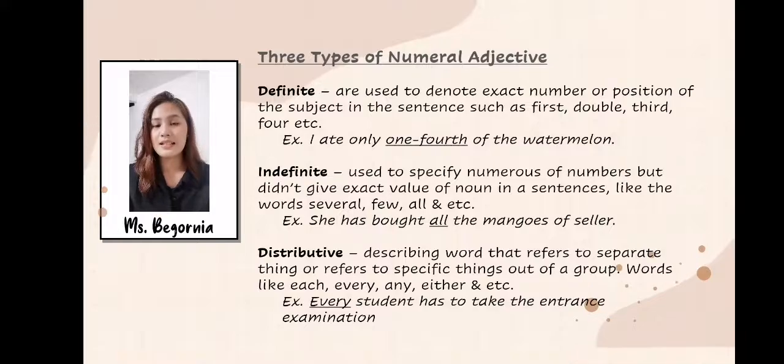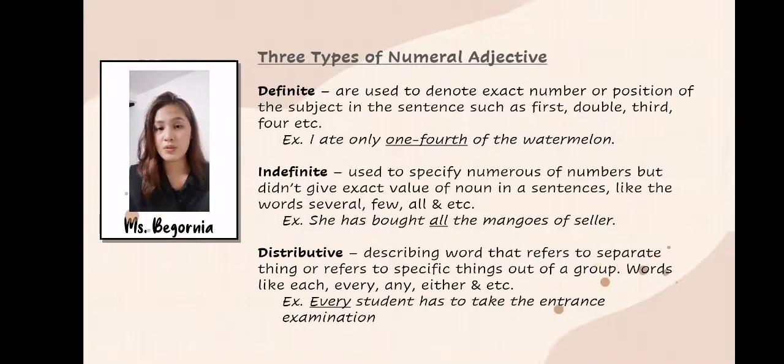And the next one is the distributive. It is a describing word that refers to separate things or specific things of a group, words like each, every, any, either, etc. Our example for distributive is, every student has to take the entrance examination. Students are a group of people in a school. It didn't clearly state what their names are, but it uses the word every, which means it is distributive.